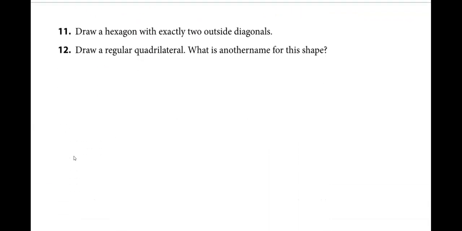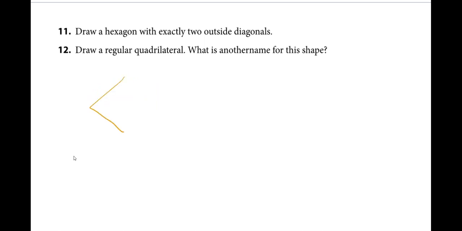All right, couple more. So draw a hexagon with exactly 2 outside diagonals. A hexagon has 6 sides, and we want diagonals to be outside. So the classic hexagon would be like this, but then all diagonals would be on the inside. So instead, I'm going to try doing just 1 point going in, right? So it's still got 6 sides, and now let's make it go in a little bit further, okay? So let's erase that.